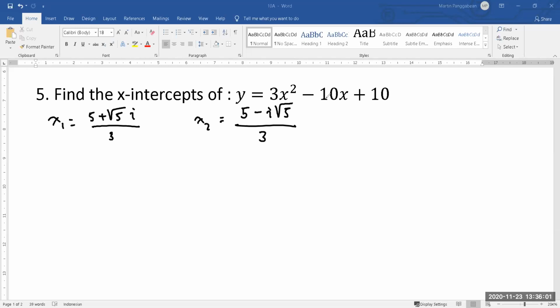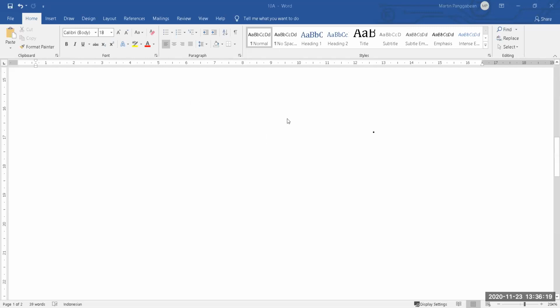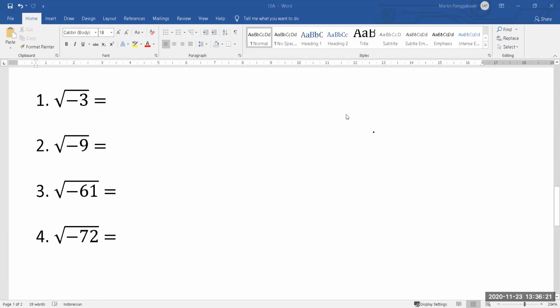Any question? If there are no questions, let's practice then. Okay, be prepared for another question, which is this one. Now you just do it quickly. Simplify all of these 4 imaginary numbers. I want you to practice simplifying them.